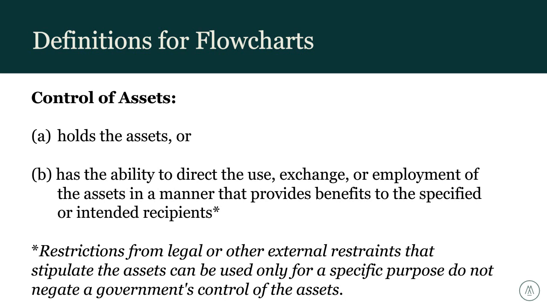A government only needs to meet one of these two definitions in order to determine whether or not they have control of the assets. One item of note is that restrictions from any sort of legal or external restraints that stipulate that the assets can only be used for a very specific purpose does not negate the fact that the government still does have some sort of control of those assets. So just because there might be some sort of outside restriction, that doesn't necessarily mean that you would change the conclusion that the government does in fact control those assets.